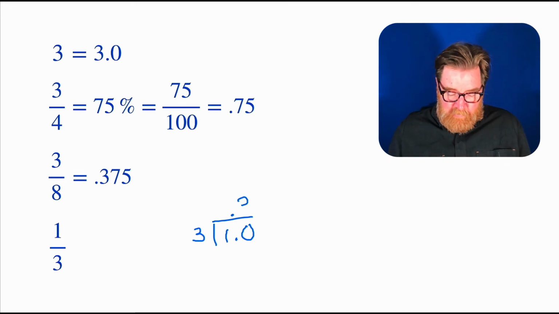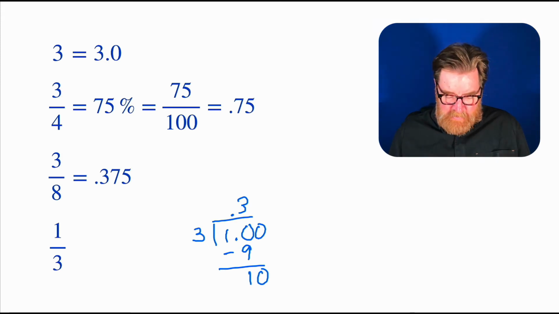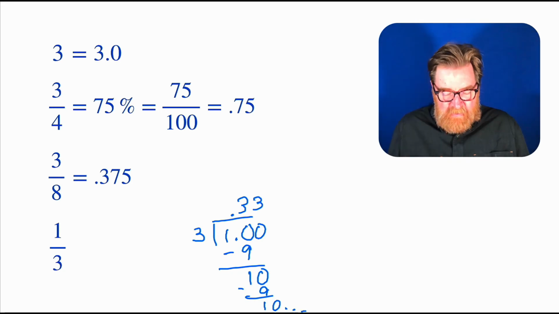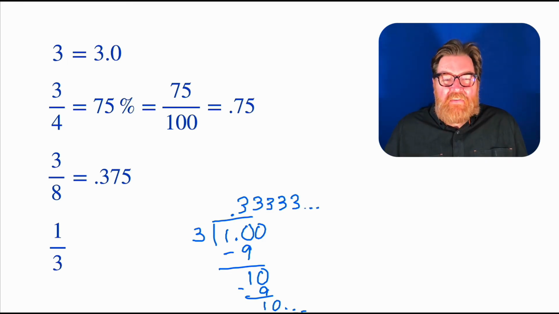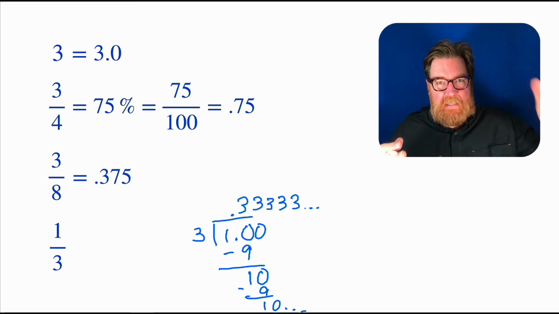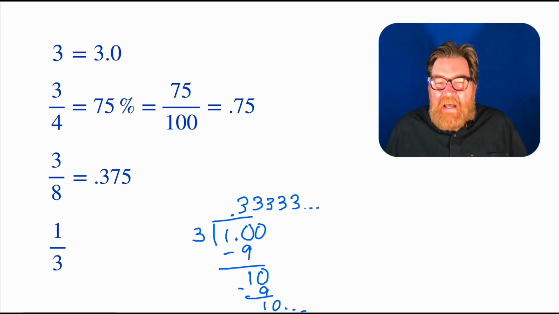3 goes into 10 3 times. Subtract 10 minus 9, get 1. Okay, put a 0 here. 3 goes into 10 times. Well, actually, we just did that, didn't we? It goes 3 times. 3 times 3 is 9. Wait a minute, another 10? Wait, this is just going to continue, isn't it? And I'm just going to get more 3s up in the answer. So this decimal is actually infinite. There's no end to it. It's just 0.3333333 all the way down.